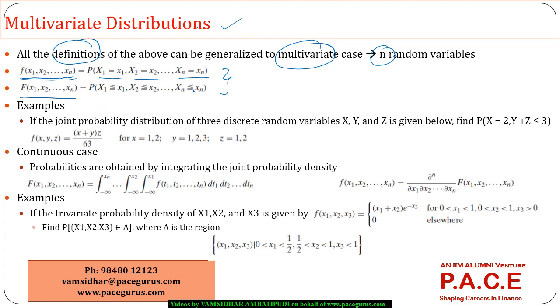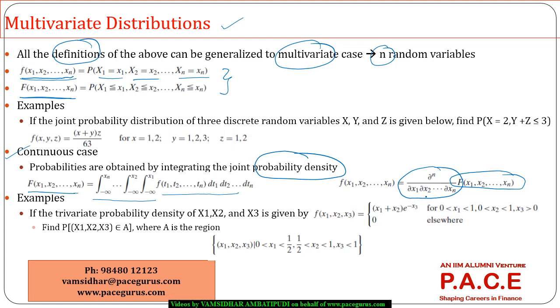This is in discrete case. And if you look at the continuous case, the probabilities are obtained by integrating the joint probability density function. The concept is still the same, right? You could see capital F of x1, x2, xn. I'm integrating from minus infinity to xn, minus infinity to x2, x1, all the density functions, which is what is giving me the distribution function associated with the continuous. If I am given the distribution function, from there if I am taking the density function, I am doing a partial derivative associated with each of the variables.